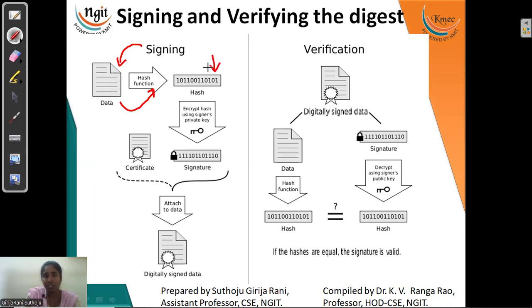The algorithm we are going to utilize to perform this hash function is the SHA algorithm, right? After applying the SHA algorithm, you will get the hash code, that is, a message digest. Take that hash code and convert it into the signature by encrypting it with the private key. Encrypt the hash using the signer's private key, so that we get one signature.